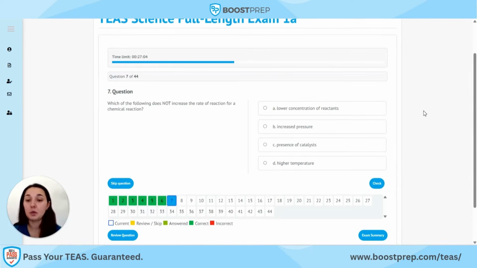Question 7. Which of the following does not increase the rate of reaction for a chemical reaction? A. Low concentration of reactants. B. Increased pressure. C. Presence of catalysts. D. Higher temperature.